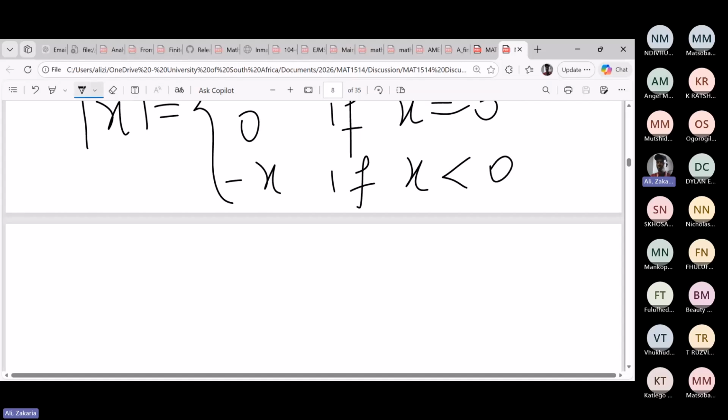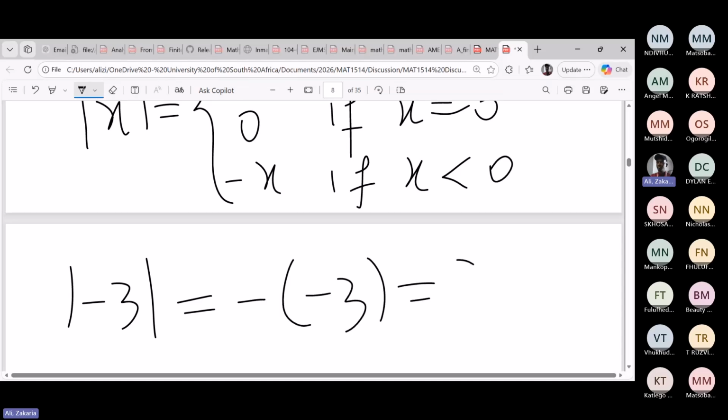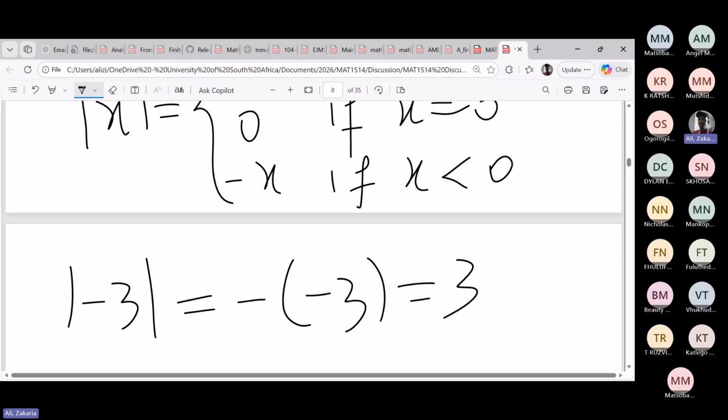By this definition, the absolute value of minus 3 means that x is negative, so it's going to be minus of minus 3. Then the answer becomes plus 3. You can see now that the absolute value of 3 is also 3, but the absolute value of minus 3 is also 3. So the absolute value is a machine that takes an input, whether it's negative or positive, and transforms it into a positive of itself, right?